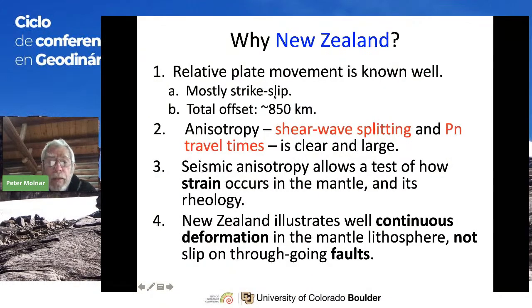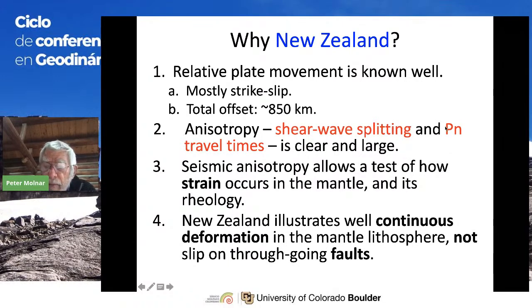Why New Zealand? Well, first of all, we know the relative plate motion well, and I'll show you this. It's mostly strike slip, which makes it easier to study than where there's convergence. We know the total offset since New Zealand began to deform, 850 kilometers. I'll show you wave splitting, seismic anisotropy, shear wave splitting, and also PN travel times. These are clear and large.